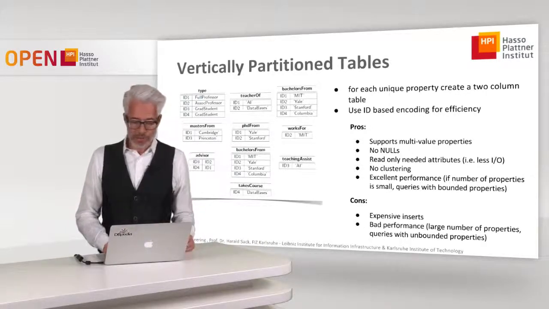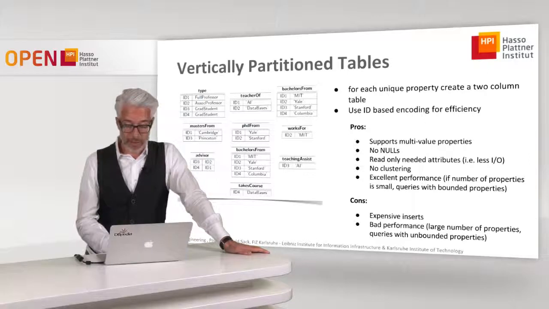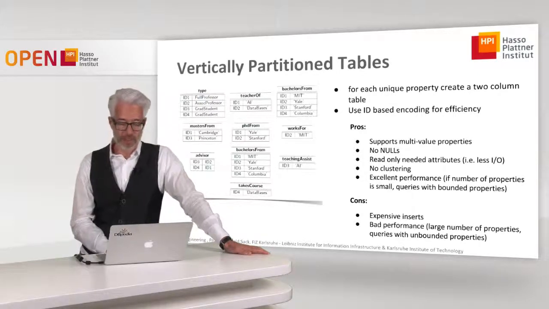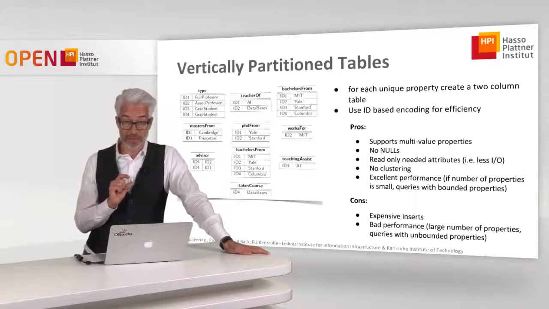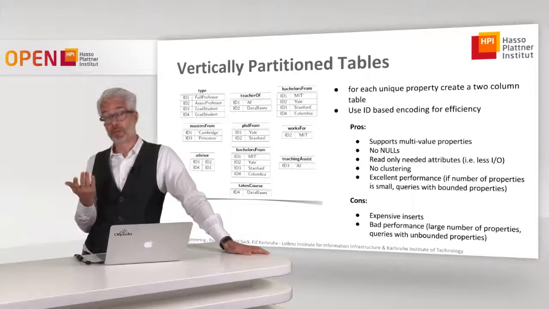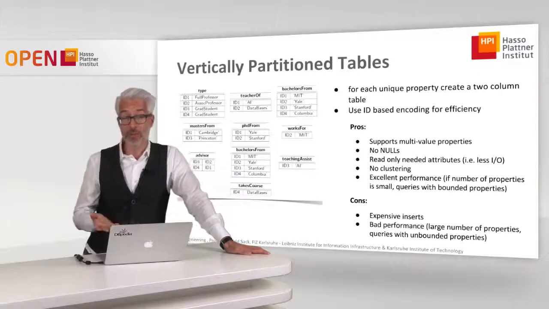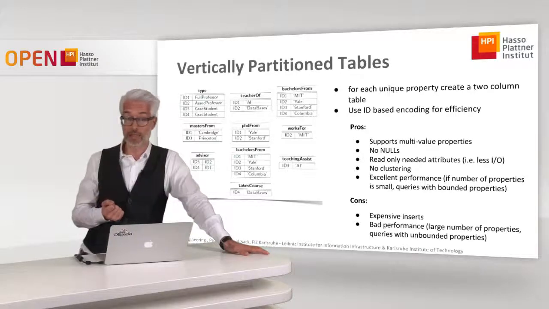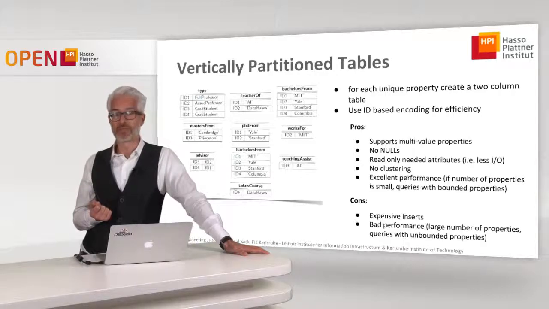You create less I/O with that. If you read only the needed attributes, this creates less I/O, it's clear. You do not have to perform a clustering, and it has excellent performance if the number of properties is small. And of course, if the queries you are posing are queries with bounded properties. If you are querying with unbounded properties, so if you are querying where the property is a variable, then you have to access all tables. So you have to make a query over all the tables. You have to join all the tables, which in the end might be complicated and of course inefficient.